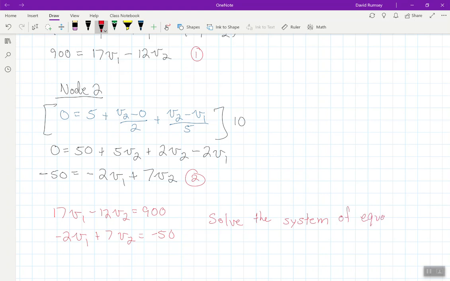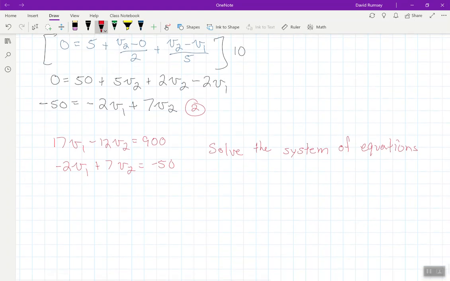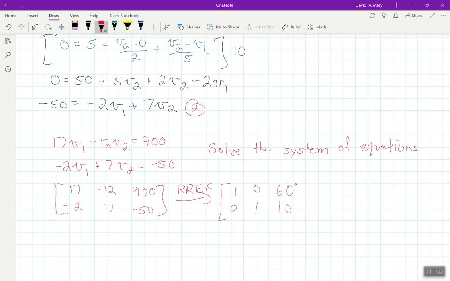Now, any algebraic technique you use to solve the system of equations is valid. Personally, I would use a calculator that has a matrix, and I'd write an augmented matrix of 17, minus 12, 900, minus 2, 7, negative 50, and then use the command in my calculator to do reduced row echelon form. And if we do that, we get the following: 1, 0, 60, 0, 1, 10.